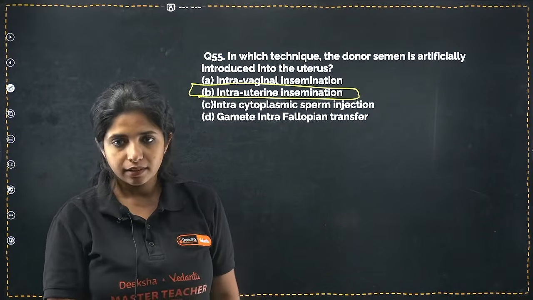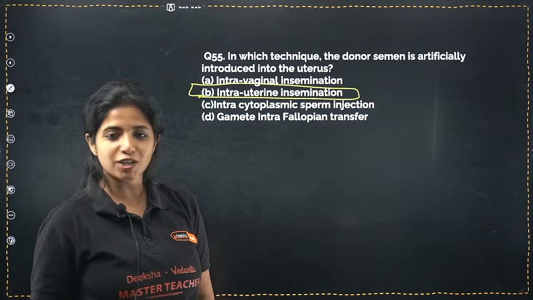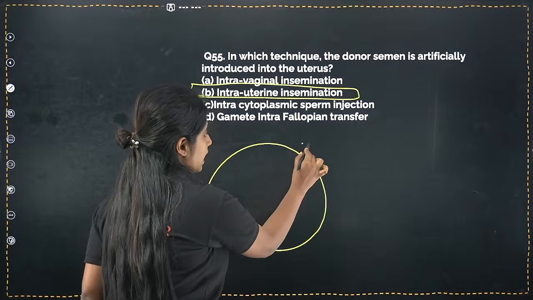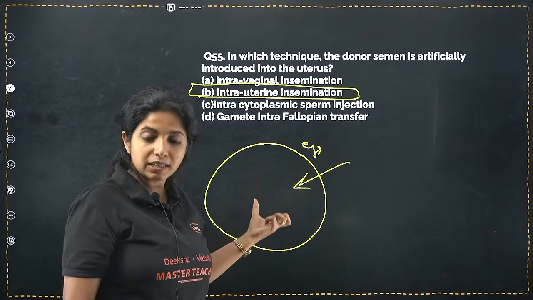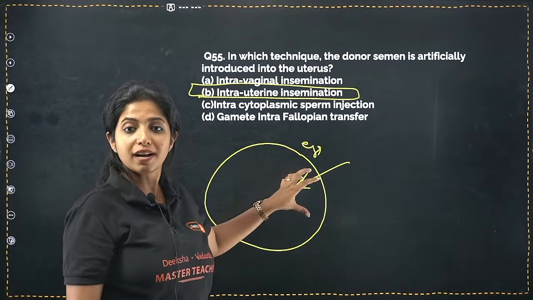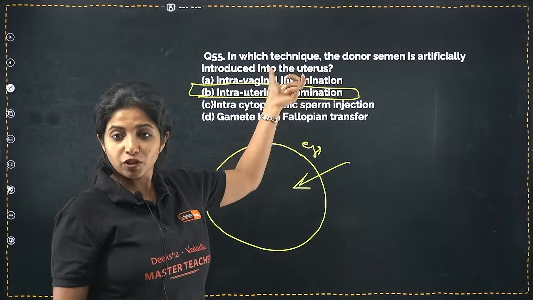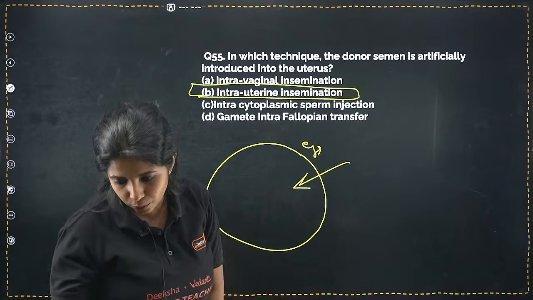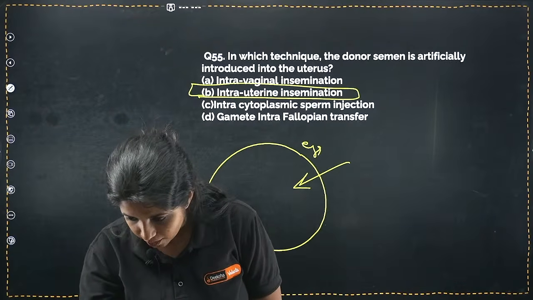Is it clear? It's not intracytoplasmic sperm injection. Intracytoplasmic sperm injection means inside the egg cell, in the cytoplasm of the egg cell, you are inserting the sperm. That is known as intracytoplasmic sperm injection. That is not, basically you're talking about the uterus, right? So uterus and this are obviously two different things. Okay, Priyanka, I hope you have got it now.